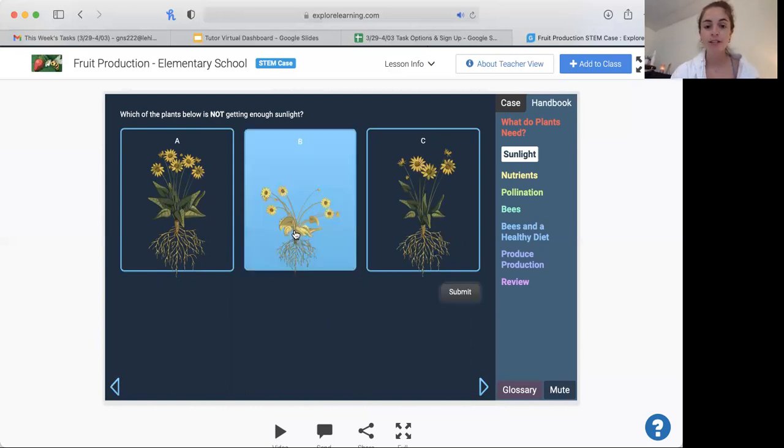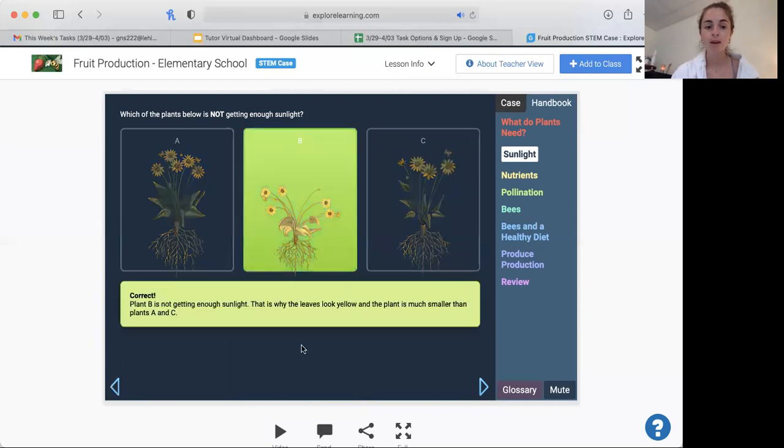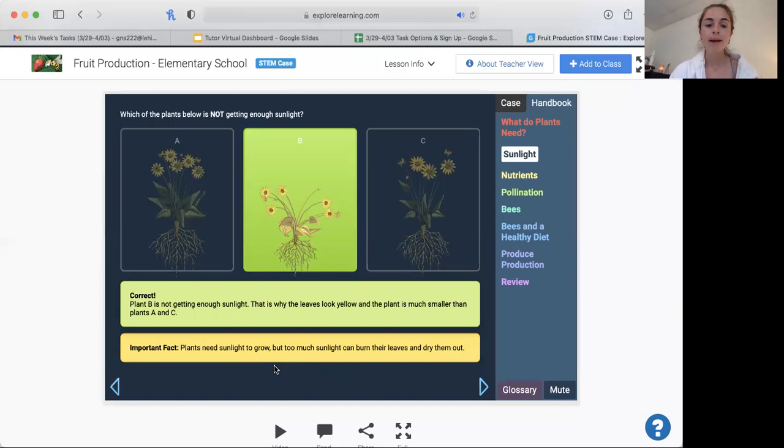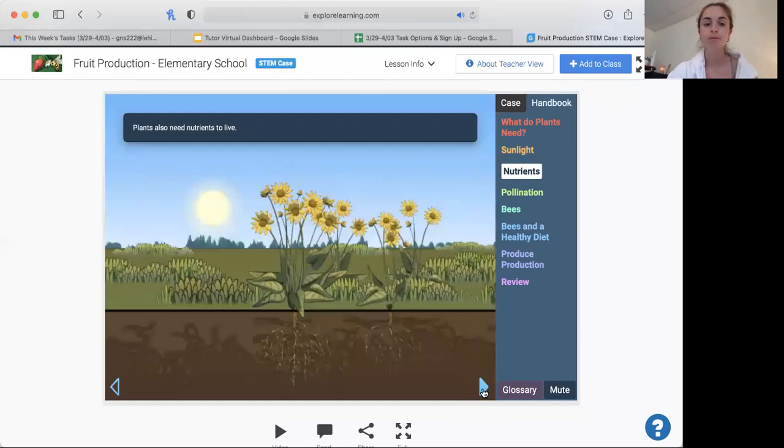The correct answer is B. Plant B is not getting enough sunlight, which is why the leaves look yellow and the plant is much smaller than plants A and C. Plants need sunlight to grow, but too much sunlight can also burn their leaves and dry them out. Plants also need nutrients to live.